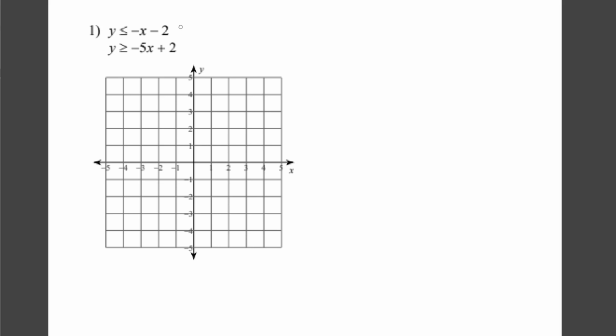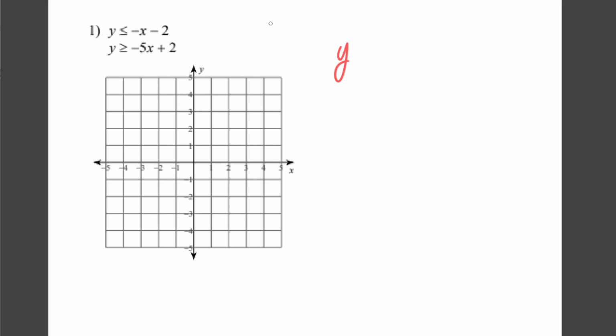Cool. So we have two inequalities. y is less than or equal to negative x minus 2, and y is greater than minus 5x plus 2. You guys had a similar assignment to this last week, and we basically plot these guys out exactly the same, except the difference now is that instead of an equal sign, we have an inequality, which means instead of just a line, we also have to do some shading.